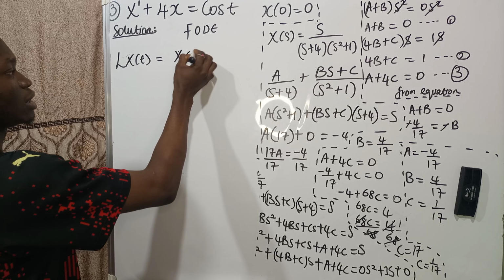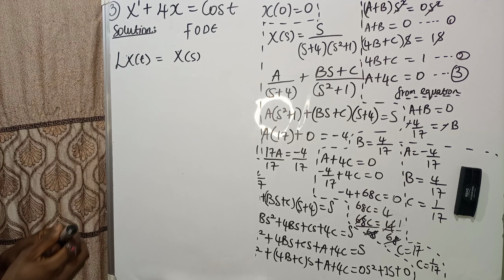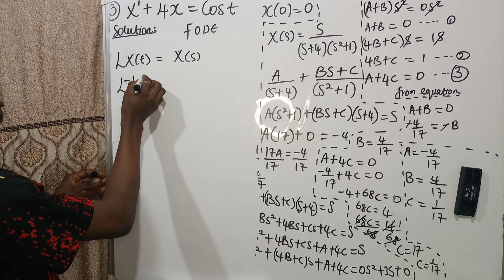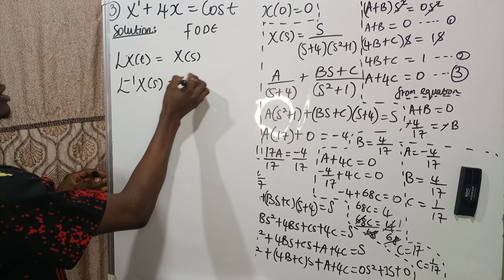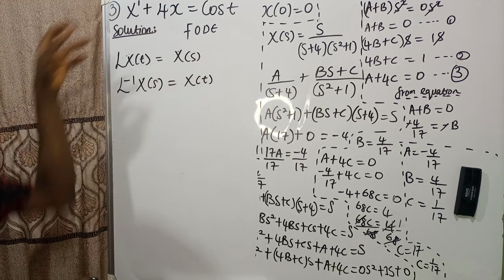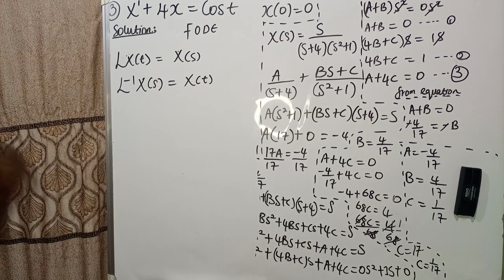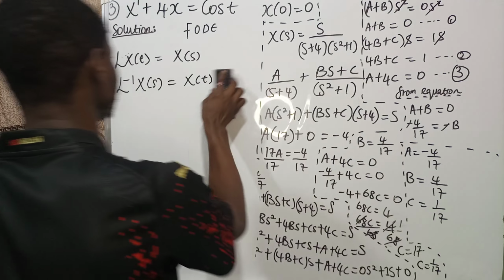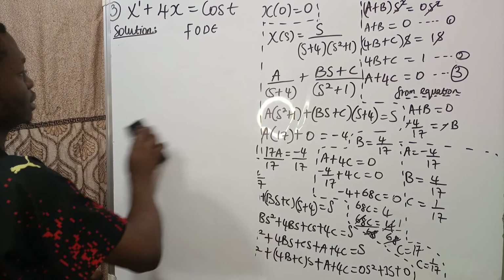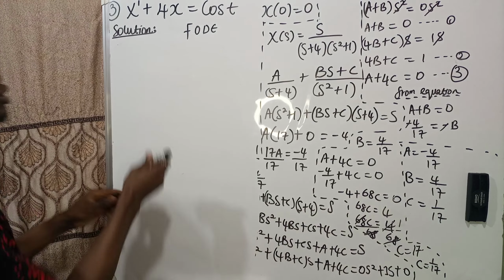X of what? S, right? Now the inverse Laplace transform of X of s will now give us x of what? T. That's what the inverse is, bringing it back. You understand? Let me clean it.